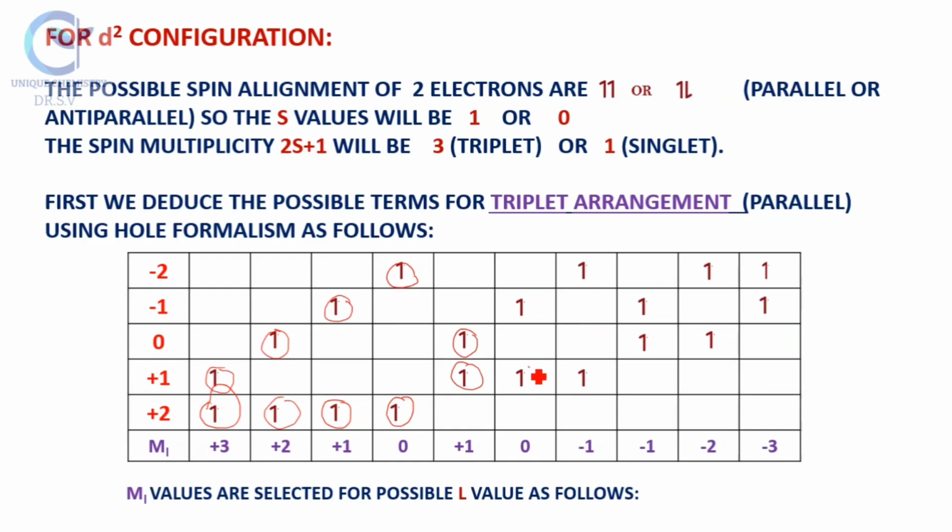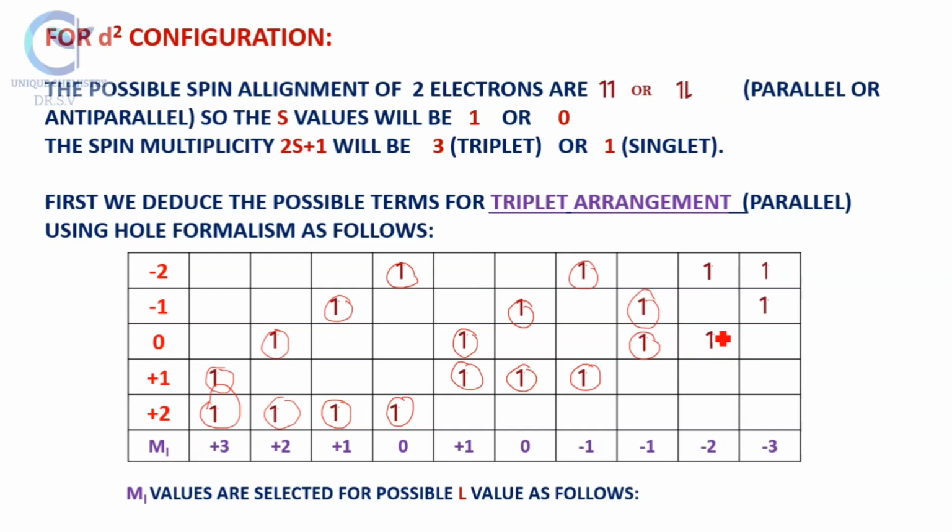Then next, keeping the first electron in the same plus 1 level, the second electron goes to minus 1 level. Again we keep the first electron in the same plus 1 level, the second electron goes to minus 2 level. The 3 possible arrangements are exhausted. Next we keep the first electron in the next higher level, 0. The second electron goes to minus 1.